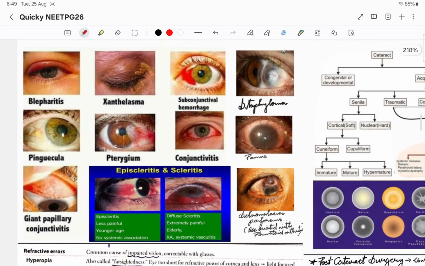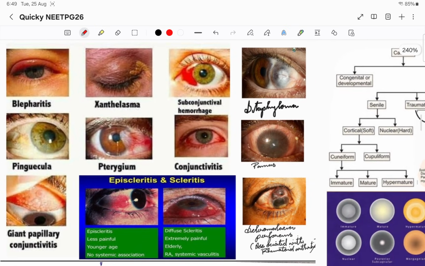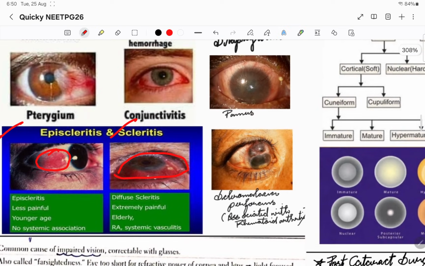Then moving on further, these are certain image-based questions that they might ask. Please go through all of this. You should know the difference between episcleritis and scleritis. Episcleritis affects only one certain part, but in scleritis the entire eye is affected. They have also been asking about scleromalacia perforans. This is associated with rheumatoid arthritis, an extra-articular feature of rheumatoid arthritis.